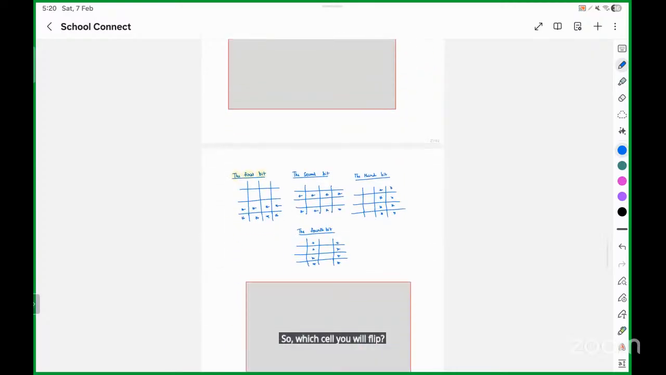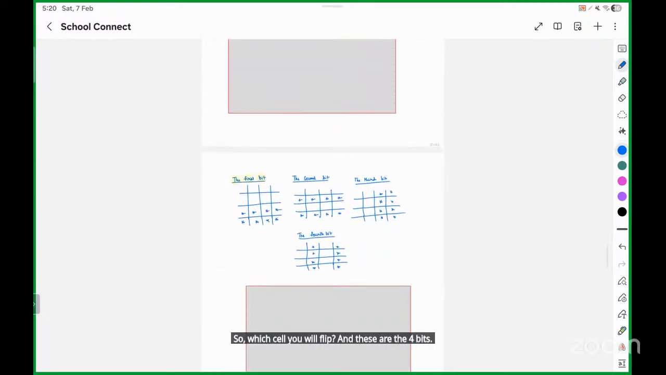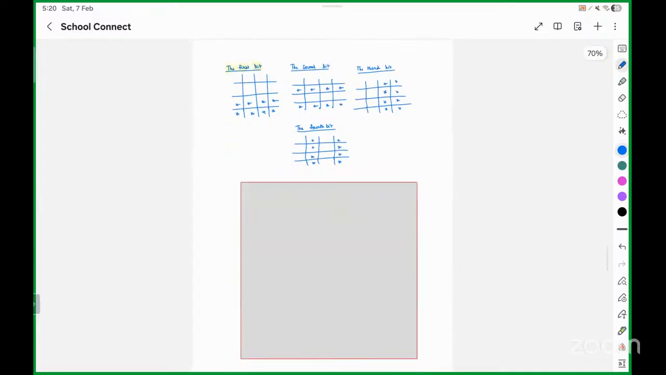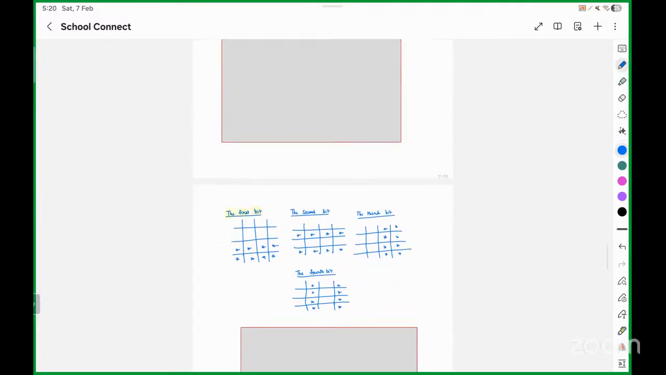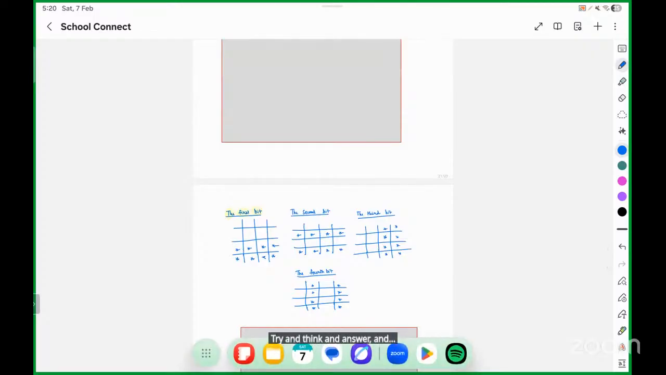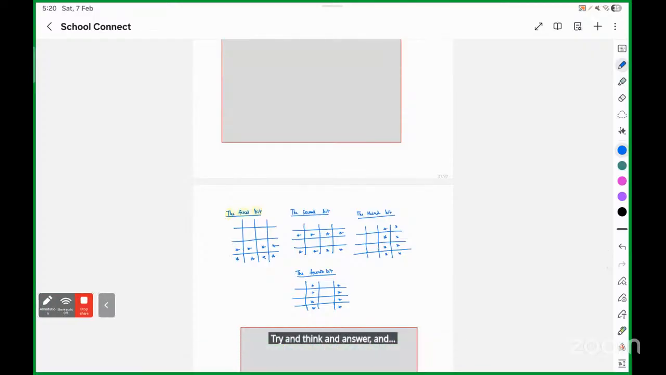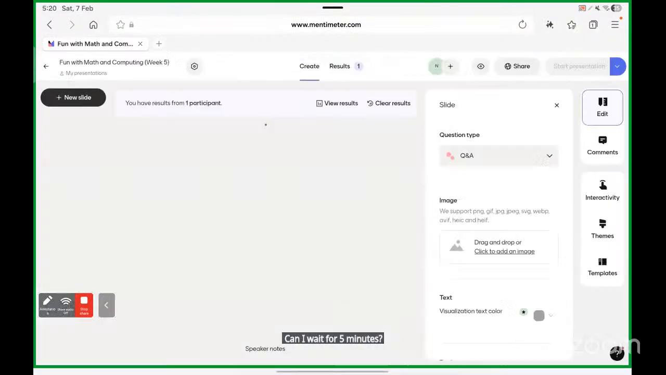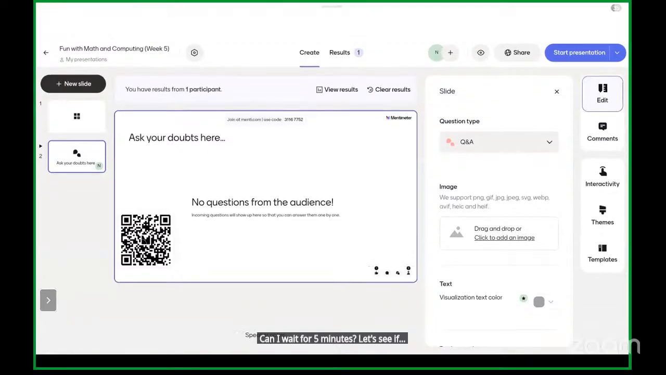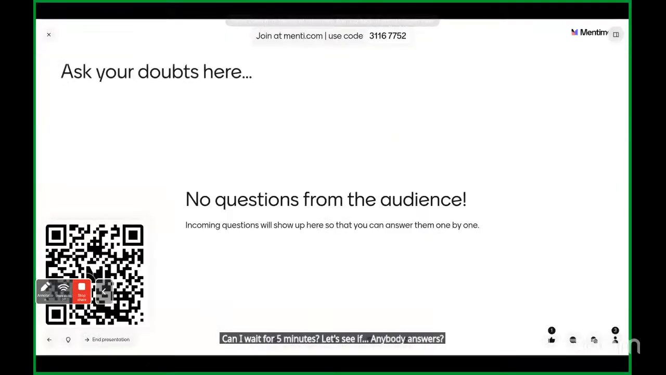And these are the 4 bits. Try and think of an answer, and yeah, wait for 5 minutes and see if anybody answers. And then if not, then I will explain.